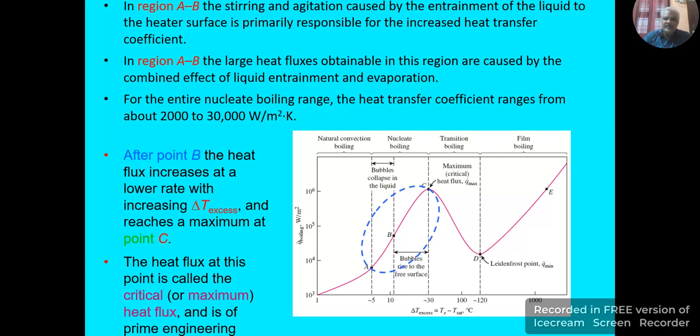So after point B, the heat flux increases at a lower rate with increasing delta T and reaches a maximum at point C here. The heat flux at this point is called the critical heat flux or maximum heat flux, and is of very much primary engineering importance here. So as delta T is increased beyond 5 degrees Celsius to 10 degrees Celsius, you could see that bubbles are formed, which readily form and get collapsed in the liquid here. When the delta T is increased beyond 10 degrees Celsius, we reach a point called the maximum heat flux. It's the critical heat flux, which is very important.